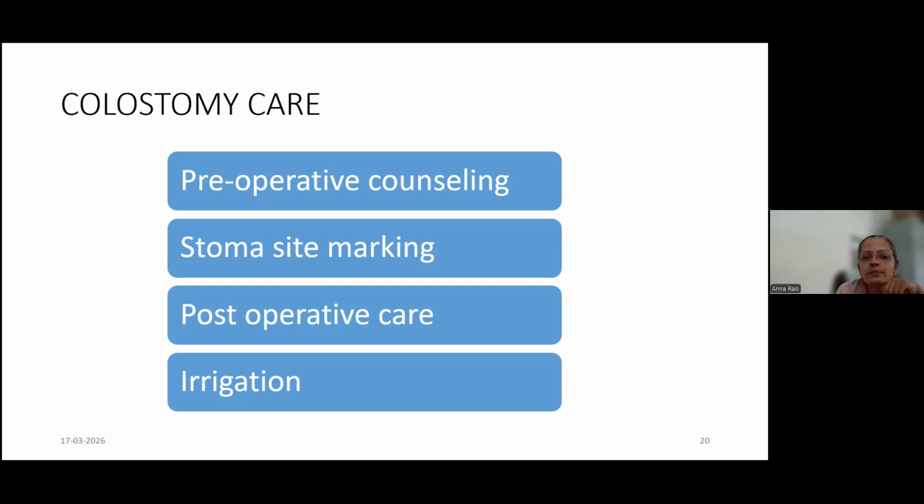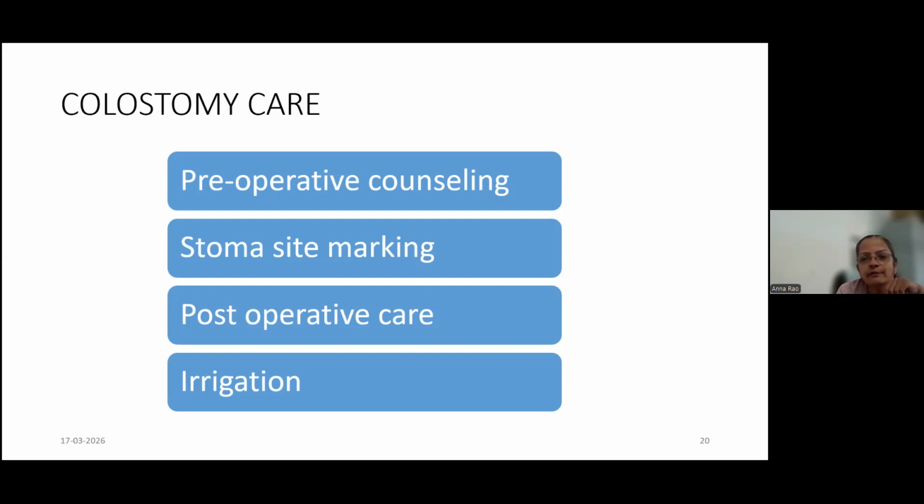Then stoma site marking will be done, depending on the reports of the patient, USG and CT scan and all that. It will be marked where it should be. Right? It is always preferable that it is created on the flat skin of the tummy. Okay, that is very, very important.